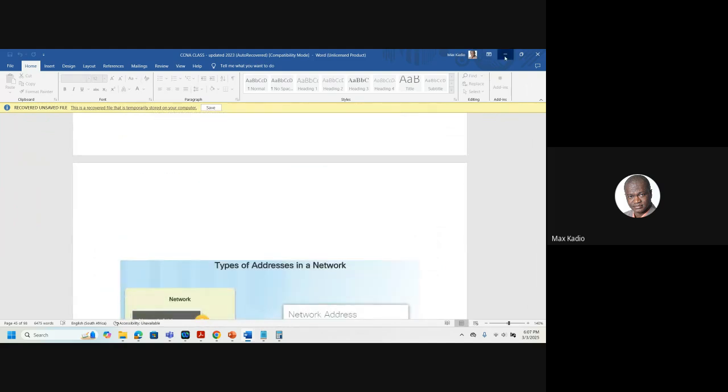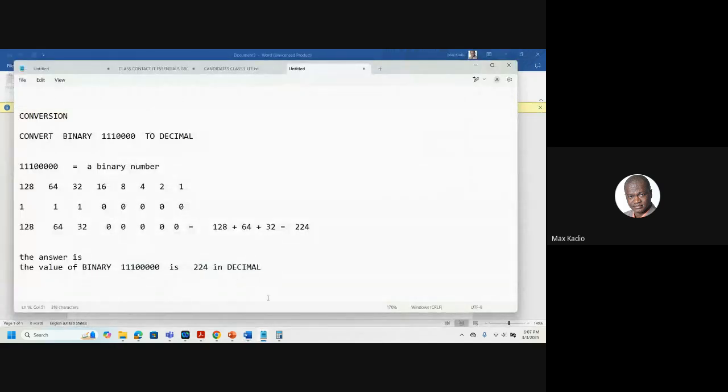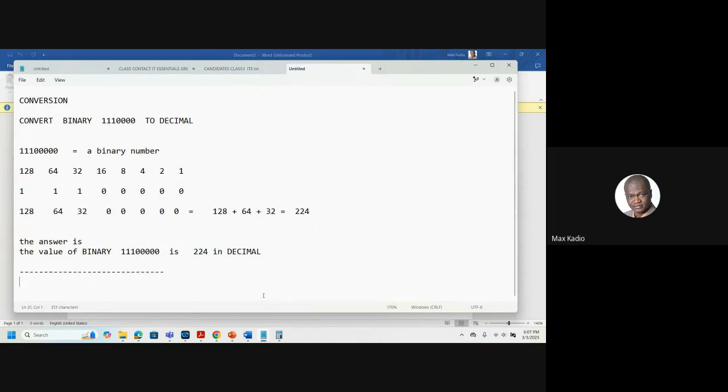Okay, anyway, so I'm going to give you one, and yourself you'll do. I'll give you 2 minutes to do. Convert binary, yeah, so do this one. 2 minutes, do that, and you tell me your answer.